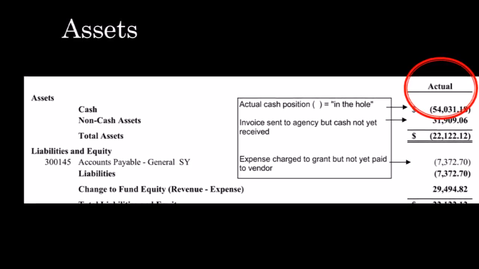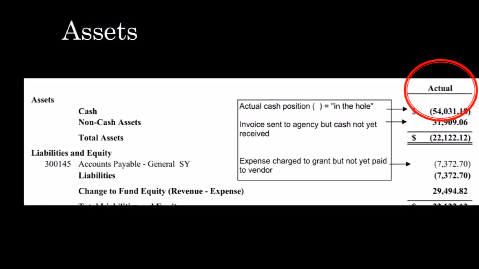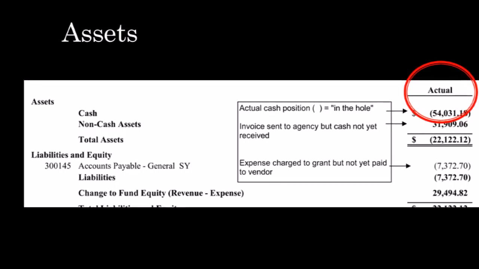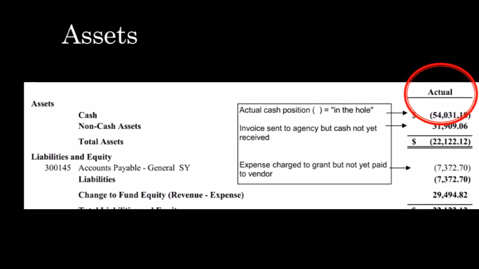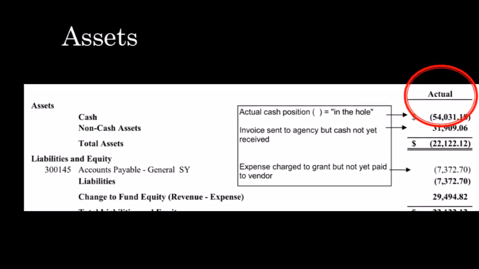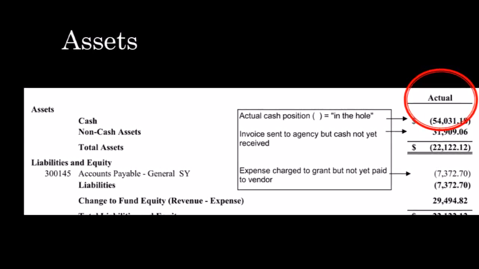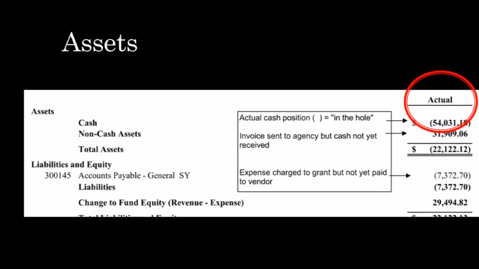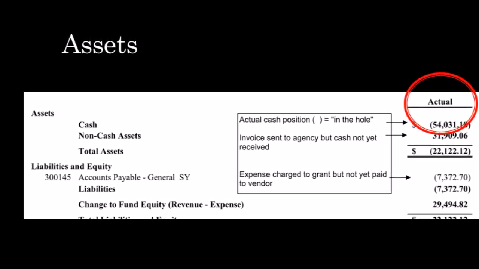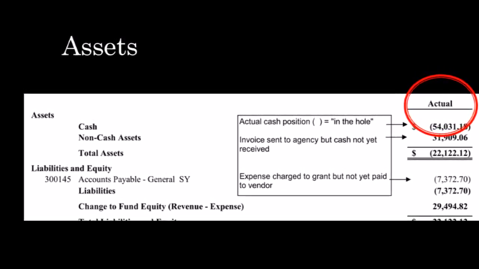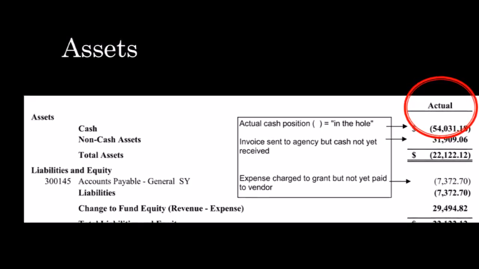In some instances, as shown in this example, you have received an award and have begun to expense salaries and purchasing. In that case, your actual cash position will have columns indicating a negative amount. An invoice has been sent to the awarding agency, but the funds have not yet been received. The total assets will then show the sum of these two amounts.